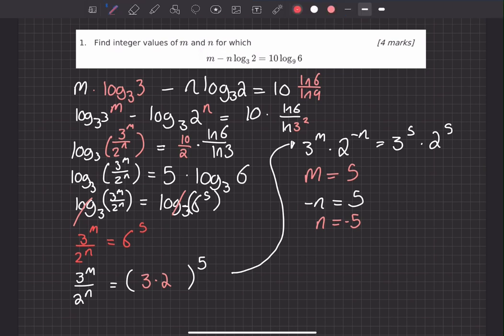And these questions are pretty common. Logarithms are a pretty common thing. So it's nice to be familiar with the laws and especially with the change of base formula.